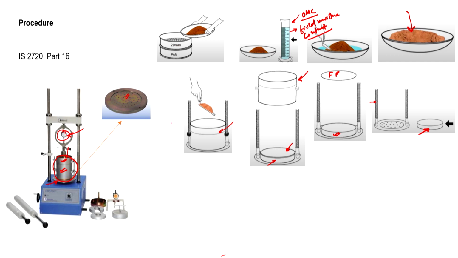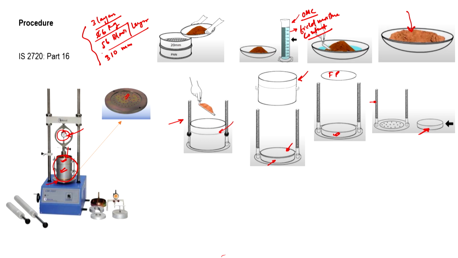Just like the Proctor test, the CBR test can be done in two modes: light compaction and heavy compaction. In light compaction, the soil is filled in 3 layers. The weight of the hammer is 2.6 kg, the number of blows given to each layer is 56, and the height of the fall is 310 mm.